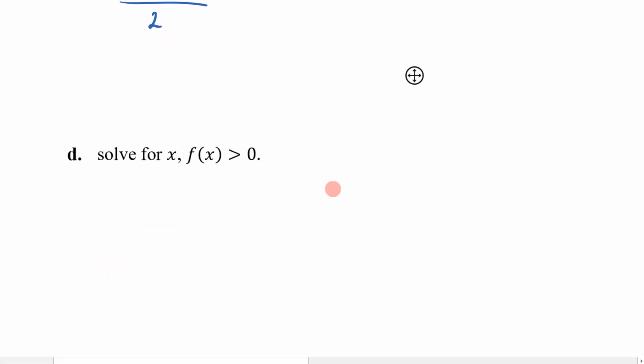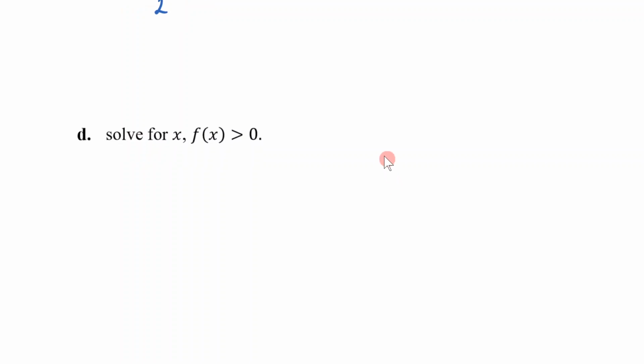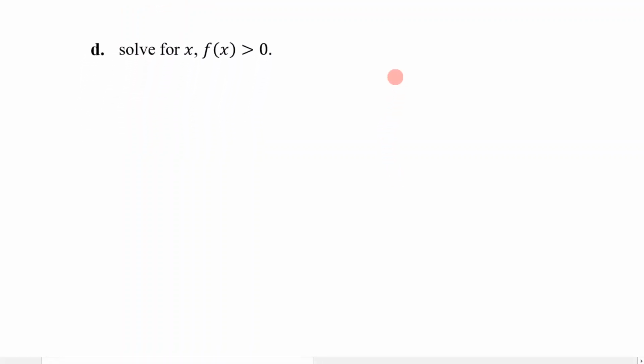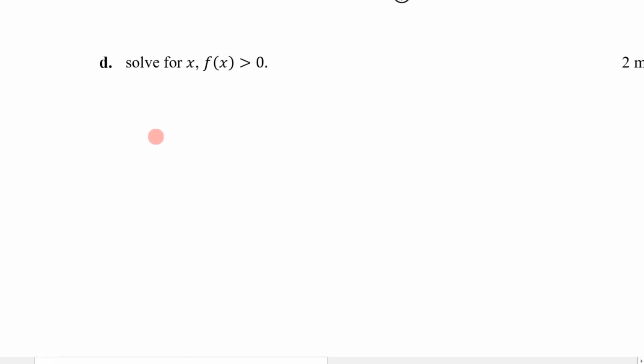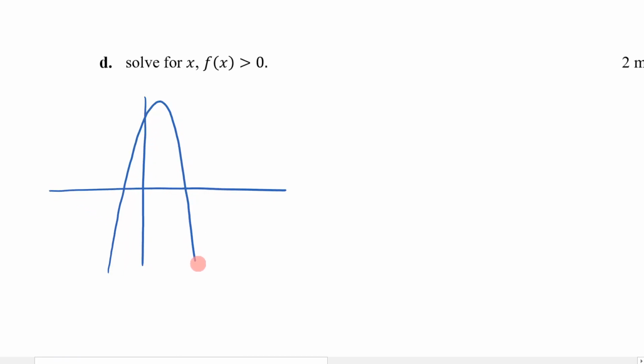Okay, the last thing we have to do here for part D, what does it say? It says solve for x, f of x is greater than 0. So remember, whenever you're dealing with inequalities and quadratics, it's really important that you just sketch what you're dealing with here. So what I would do here is I would just draw this. I know it's going to look something like this. This right here is my turning point, which we know is a half and 11 on 2. It was 11 on 2, wasn't it? Yes. And then we know this right here.